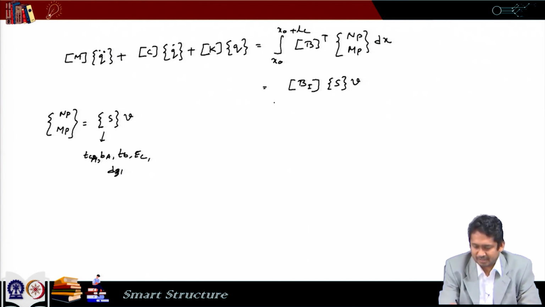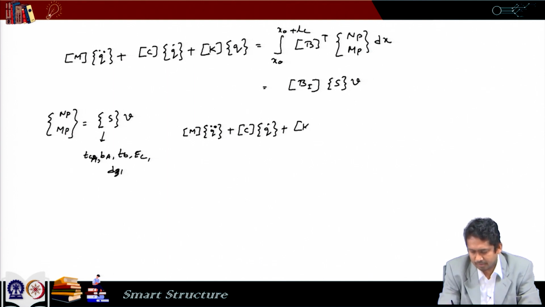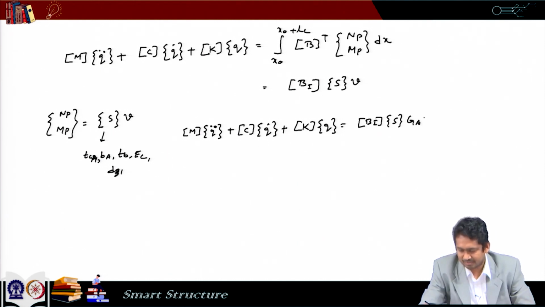So, we have now this, and then we can rewrite the expression as M Q double dot plus C multiplied by Q dot plus K Q. And then we have the B I, we have S, and then we have the gains G A divided by C F multiplied by A transpose multiplied by Q.